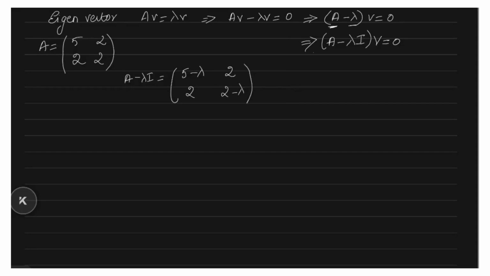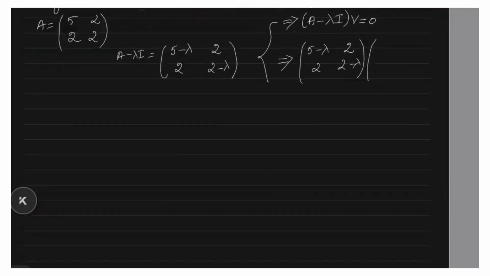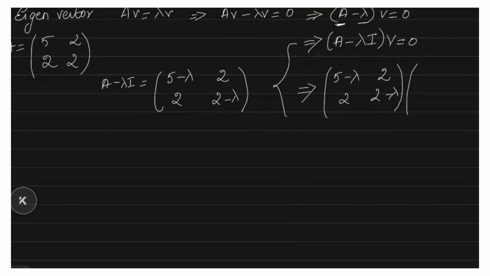Now when I rewrite this equation, it will be [5 minus lambda, 2; 2, 2 minus lambda] into the vector. The matrix has 2 rows, so my vector will also have 2 rows. I will name it as x and y, is equal to 0. This will be the general equation, and for this equation we will find what the eigenvectors are.